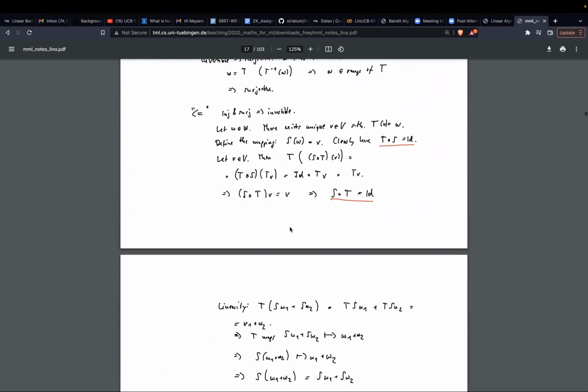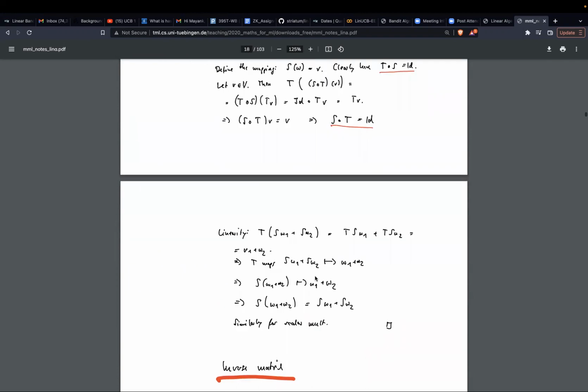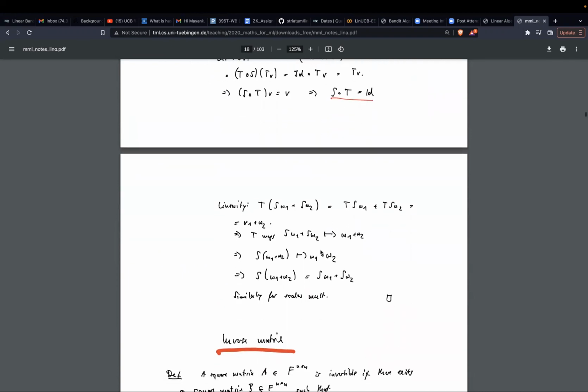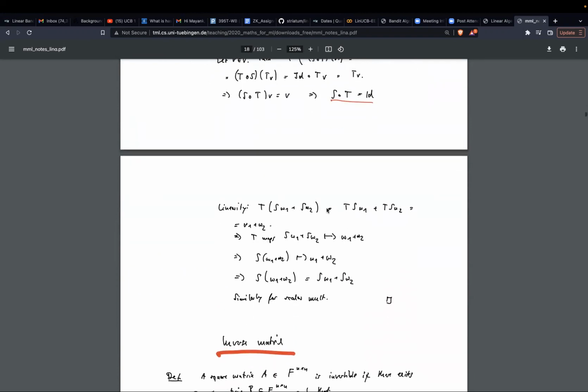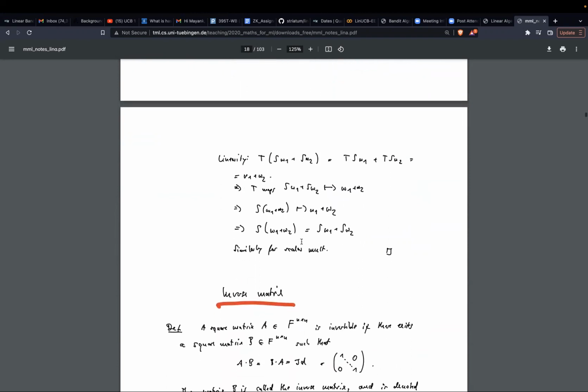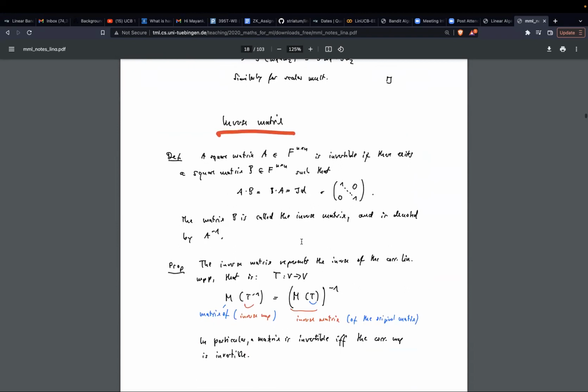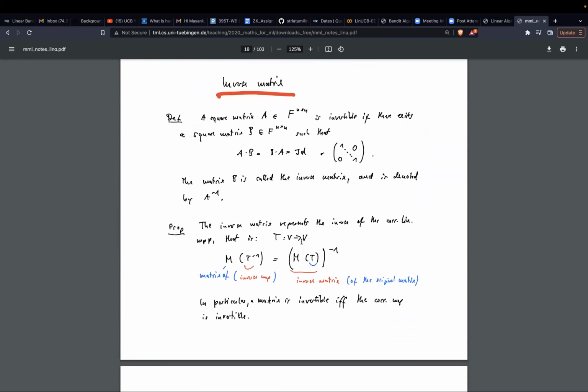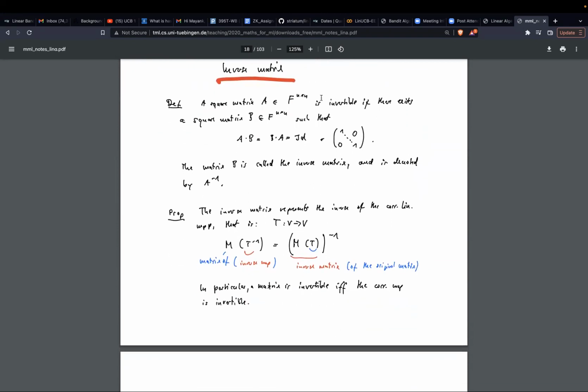I think they are talking about linearity of inversion here, and they prove that if a transformation is linear, then the inverse transformation would also be linear. So, inverse of a matrix. Okay.